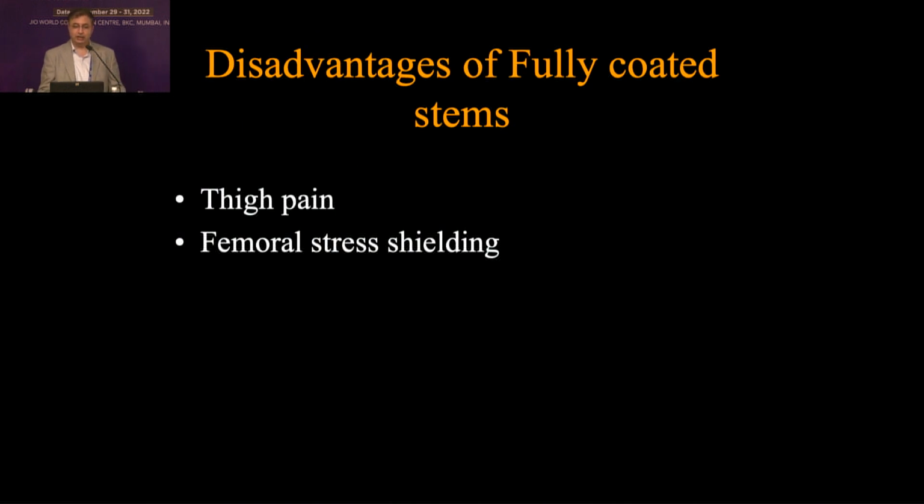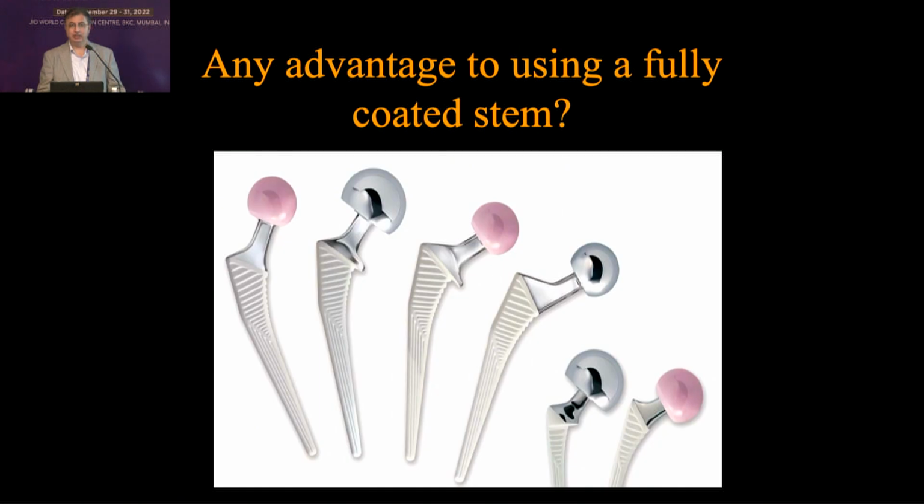So are there any disadvantages to using fully coated stems? Mind you, the larger market share is the one with fully coated stems. Technically, the disadvantages to using such stems would be thigh pain and femoral stress shielding. But is there any advantage to using a fully coated stem?